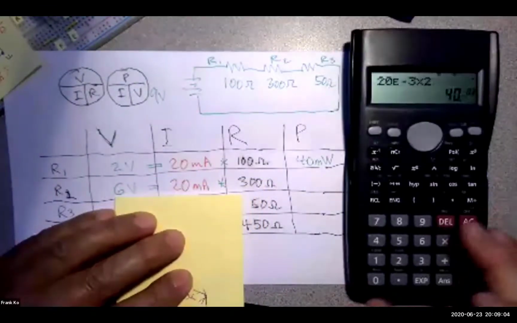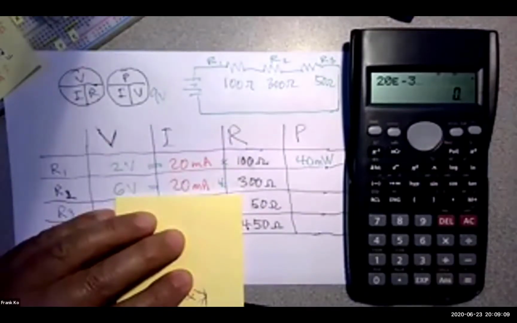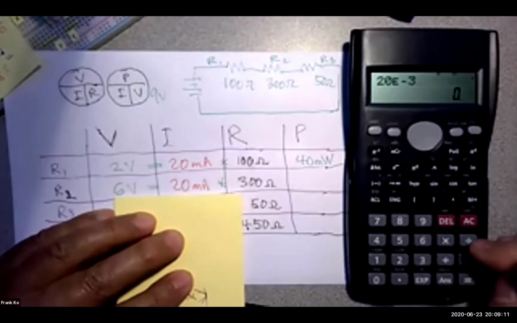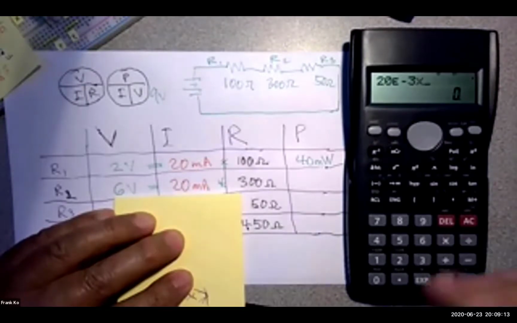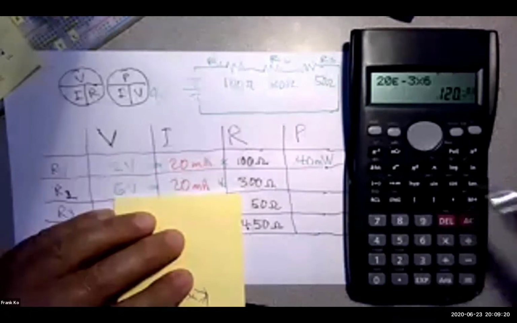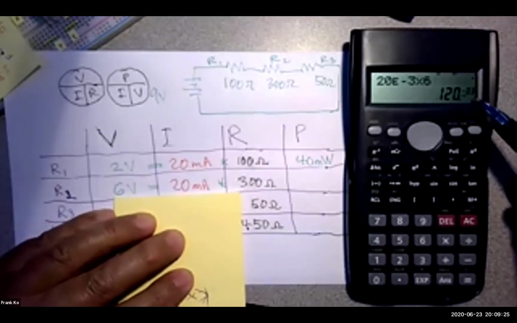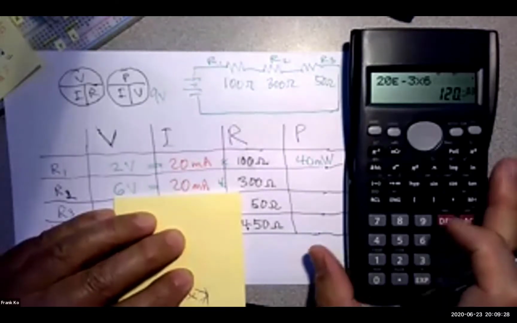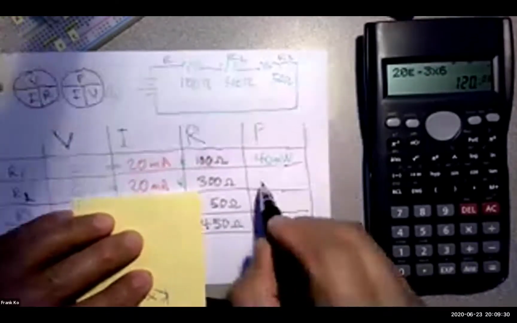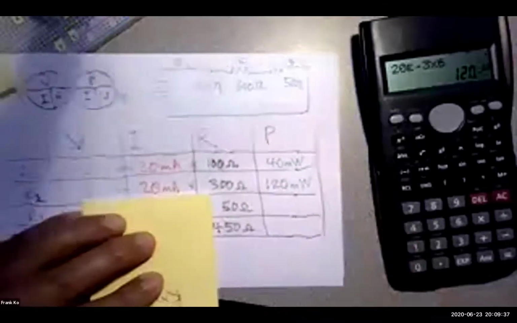So I'm going to clear, 20 exponent negative 3. So there's my 20 milli again. Now I'm going to multiply this by the V of 6 volts. 6 equals. I end up with something other than engineering, so I have to tap my engineering key. What number do I have here? 120, again, exponent negative 3. So this would be 120, what? Milliwatts. So far, so good.